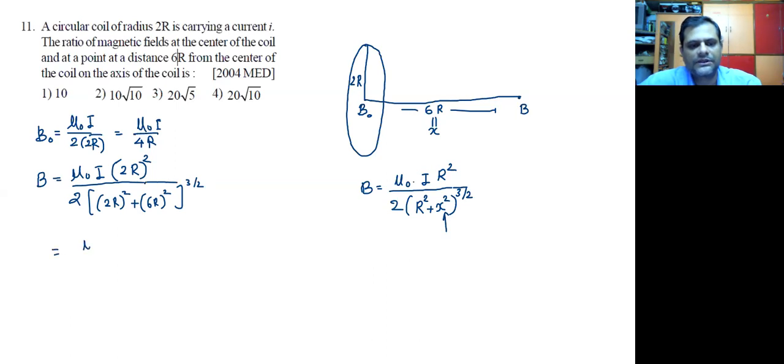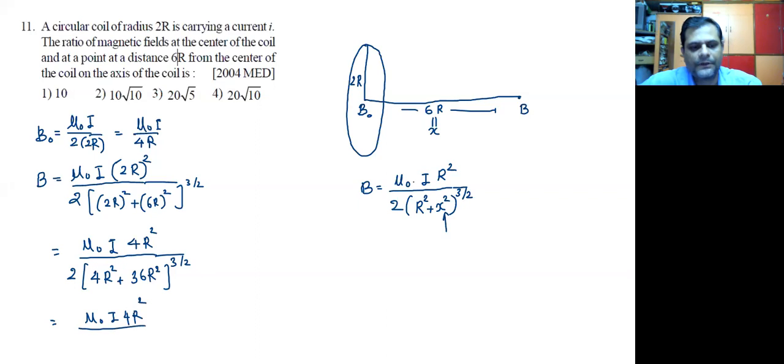And then we can just solve this further and get this mu naught I into, here it will be 4r square actually, which is to be divided by, here it is 2 kept as it is, and here it is 2r square becomes 4r square, right? So here it will be 4r square plus 6r square comes out to be 36r square, okay, and the whole raised to 3 by 2 is kept as it is. So actually this happens to be 40r square, right? So we can just have this as mu naught into I into 4r square, which is to be divided by 2 times of 40r square और उसका whole raised to 3 by 2, okay.